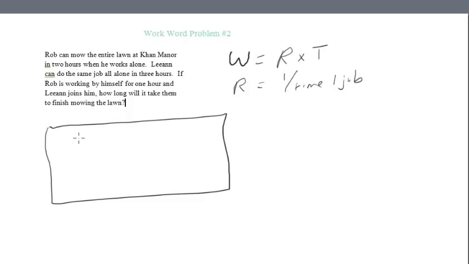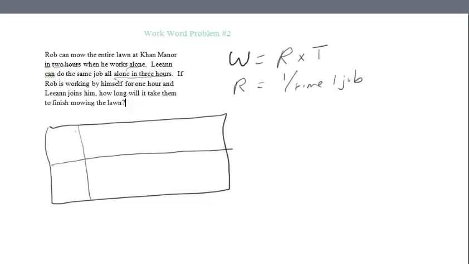Okay, so if we read the problem, we have Rob can mow an entire lawn at Conn Manor in 2 hours when he works alone. So that's important information there. Leanne can work the same job in 3 hours if she works alone. So if Rob is working by himself for 1 hour, then Leanne joins him. How long will it take them to finish mowing the lawn? This one is different because they're not working together the full time.